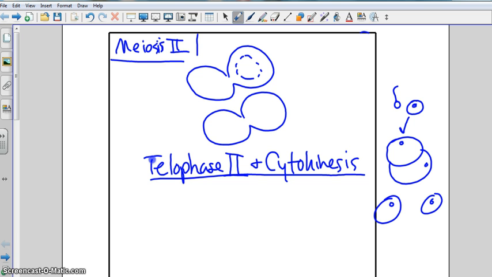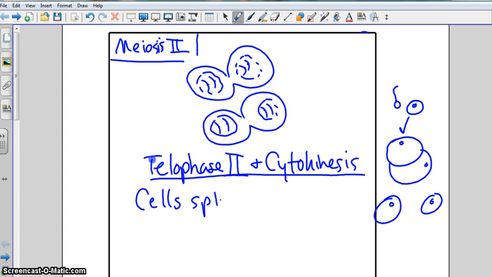Now the nucleus obviously is going to come back, but how many chromosomes are going to be in each cell? How many chromosomes are going to be in each cell? 2. There's going to be 2. Look at what happens in anaphase. There's 2 going each side. So I'm going to draw 2 chromosomes in each cell. So these cells split, resulting in how many cells total? 4. Resulting in 4 haploid cells.